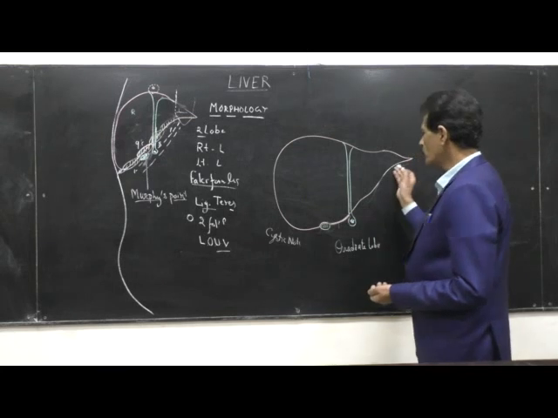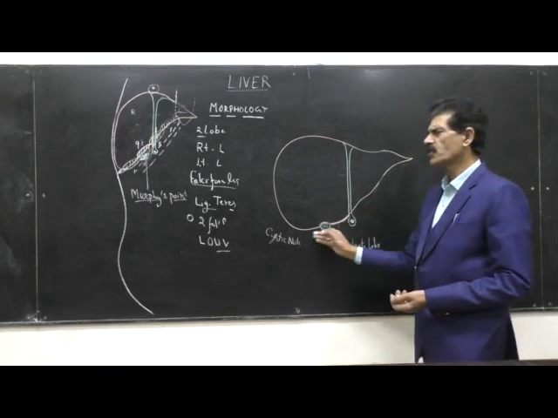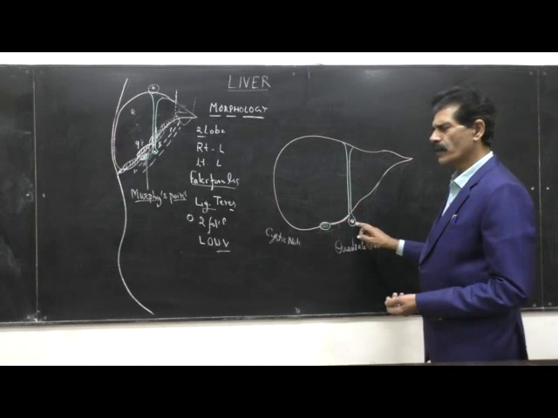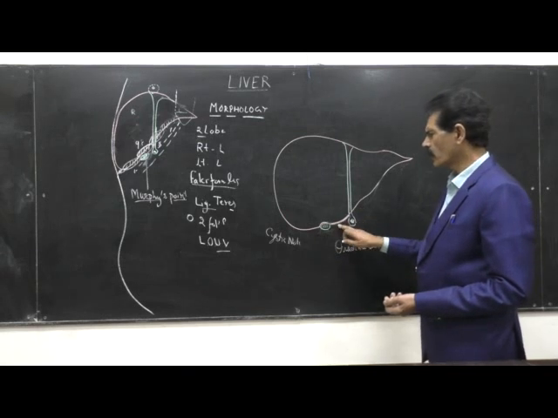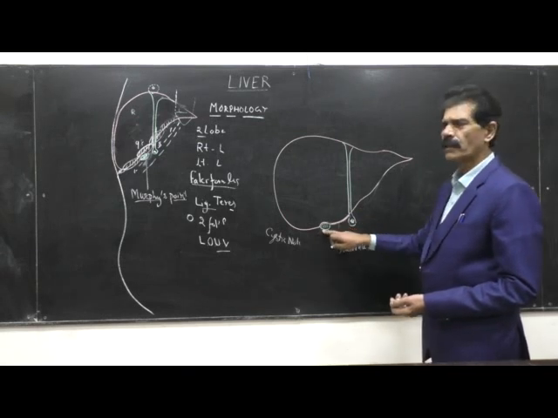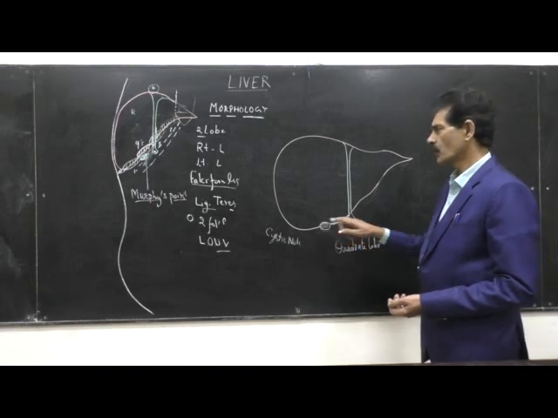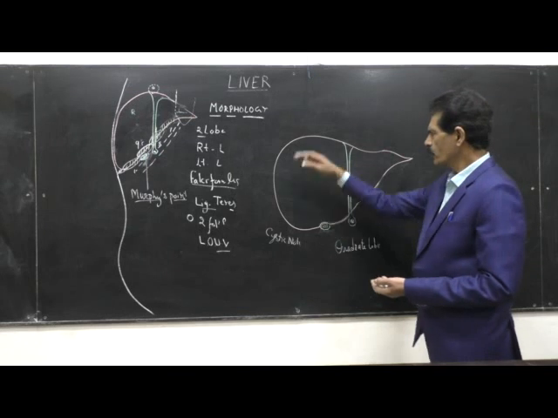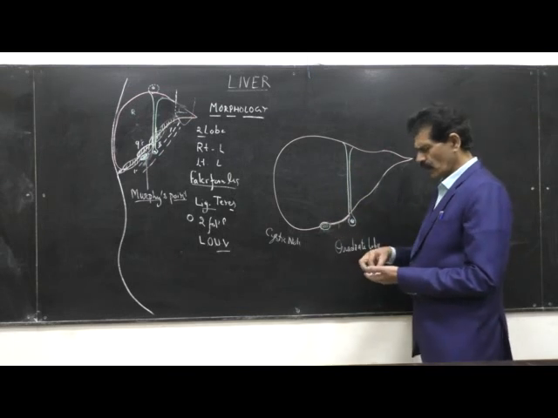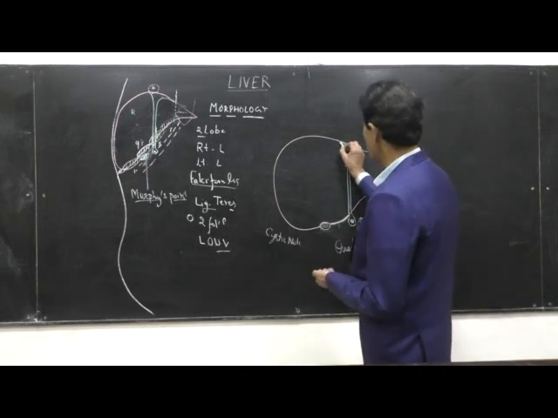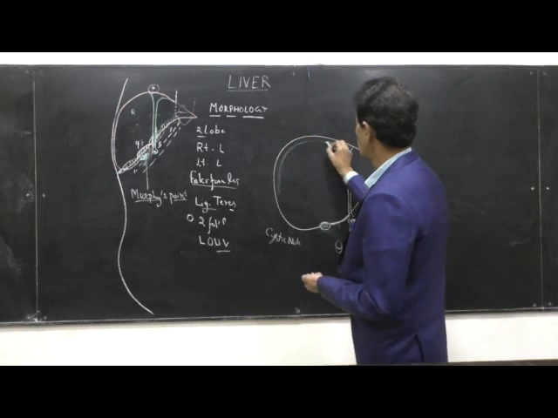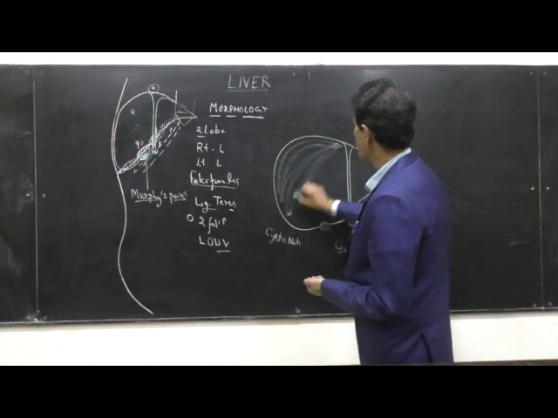So they are the features of the anterior or the inferior sharp border. We see here the ligamentum teres, we see here the quadrate lobe, and we see here the gallbladder lying in the groove for the gallbladder and the cystic notch. The rest of this is the anterior surface, and the rest of the anterior surface is covered by peritoneum.